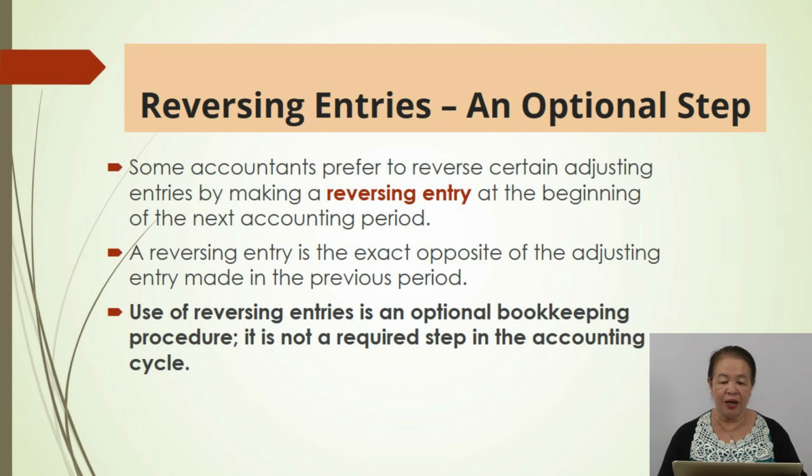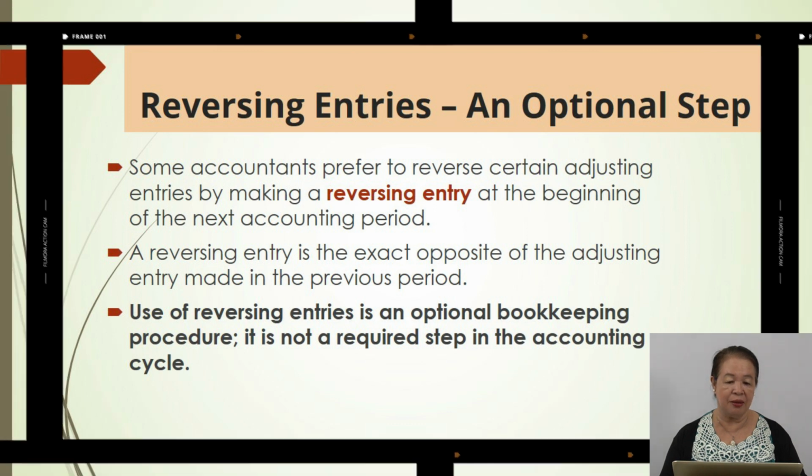So, yung ibang accountant daw prefer to reverse certain adjusting entries by making reversing entries. O bakit mo i-reverse? Para isi-zero mo at the beginning of the next accounting period. So, reversing entry is the exact opposite of the adjusting entry. So, use of reversing entry is an optional bookkeeping procedure. It is not a required step in the accounting cycle. Kasi pag nag-adjust na tayo and then dinala na natin sa trial balance, nagkaroon na tayo ng adjusted trial balance. So, yun na yung correct na balances pag gumawa tayo ng financial statements.